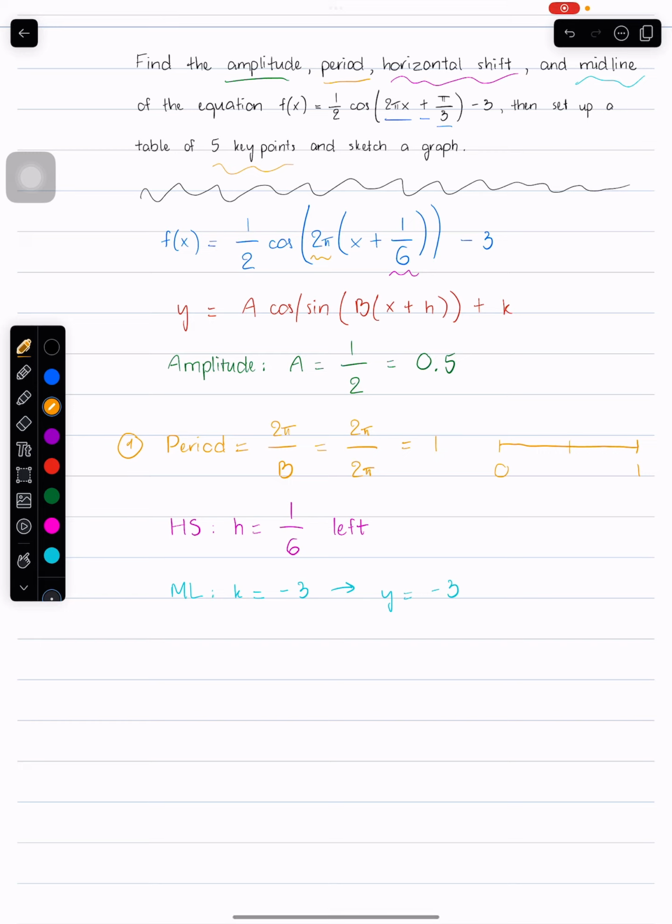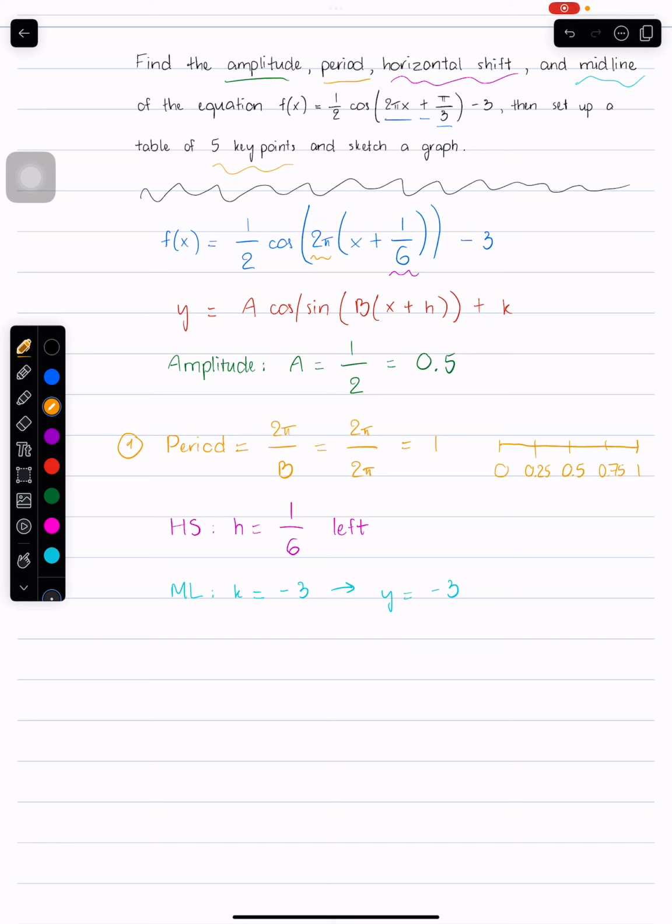And then make space for 5 points, right? So if we have 5 points in here, use your logic to fill in the x values. Between 0 and 1, it would be 0.5. Between 0 and 0.5, it would be 0.25. And between 0.5 and 1, we would get 0.75. Okay, this is just pure logic. And then after that, I want you to sketch a graph.